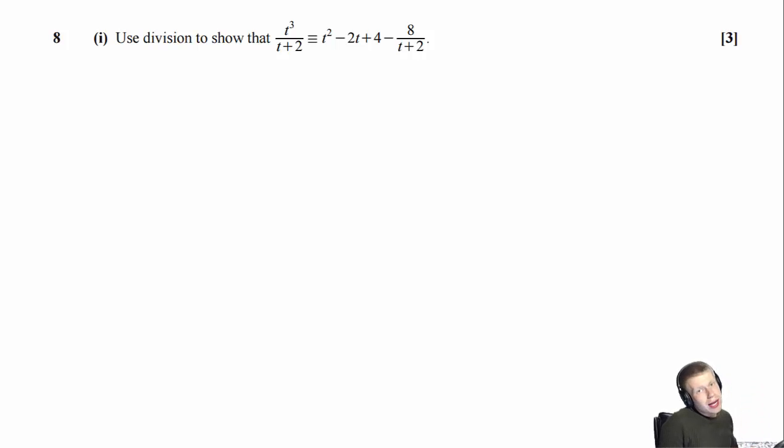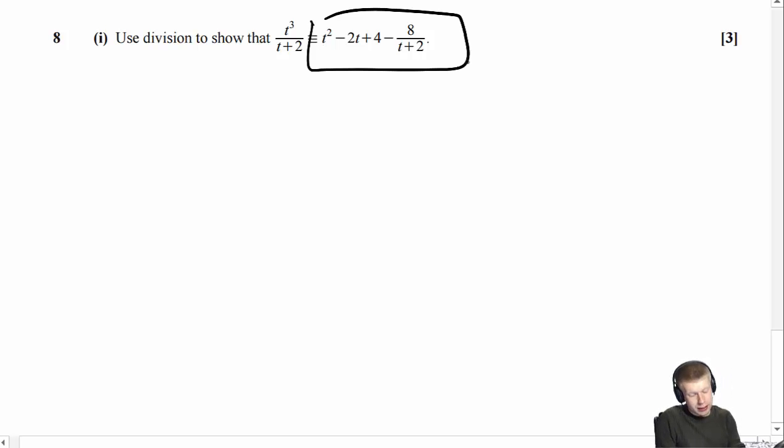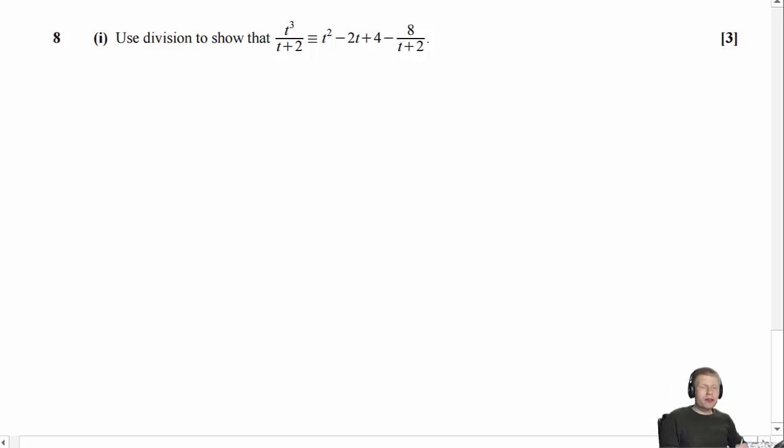Hello! So we're going right back to C2, and we've got to show that t cubed divided by t plus 2 is equal to this thing here. Okay, so basically we're taking t cubed and dividing it by t plus 2 and seeing what we end up with. Well, there's a few ways of doing it.